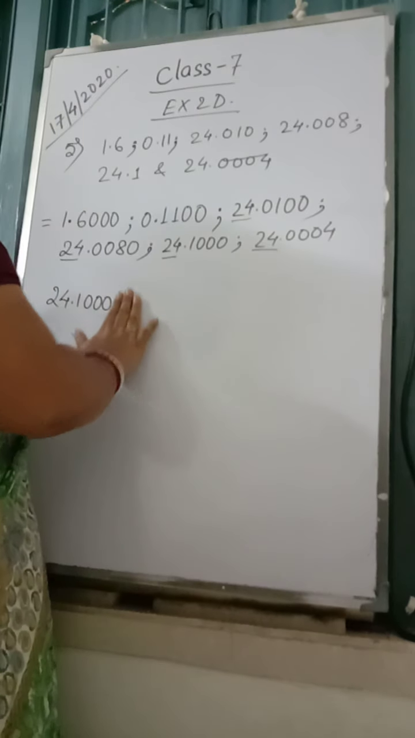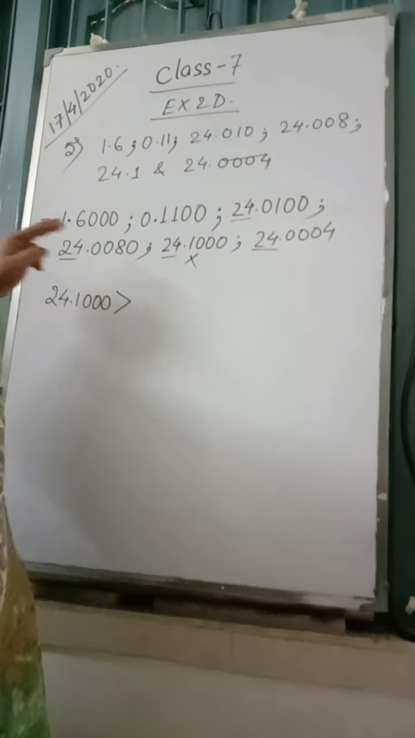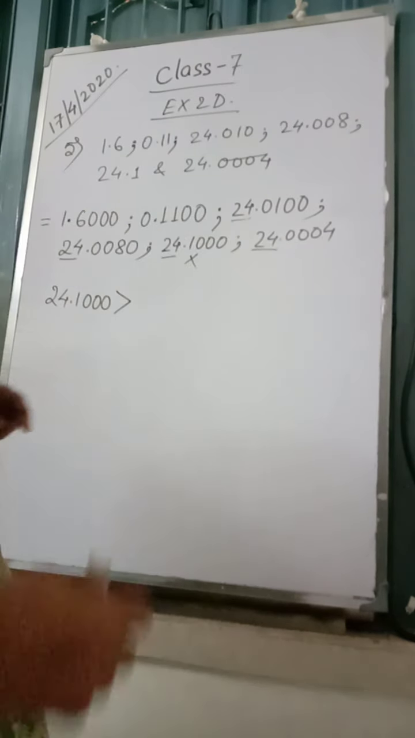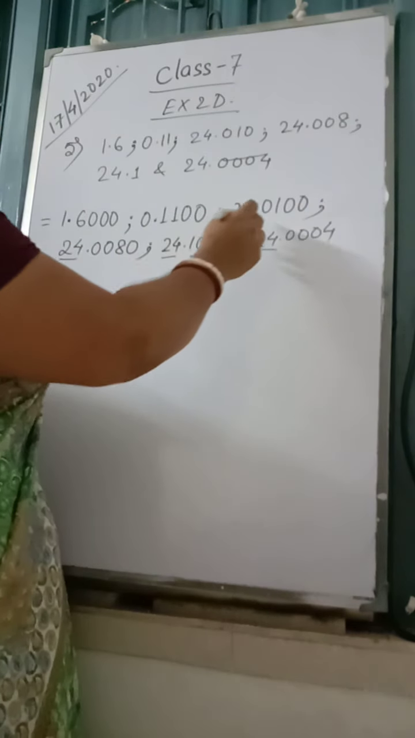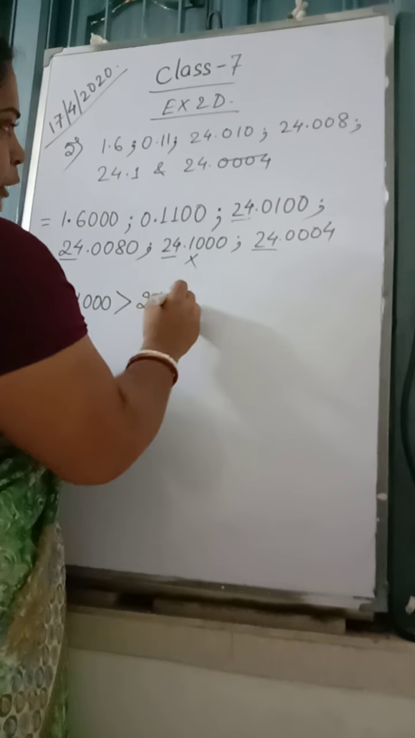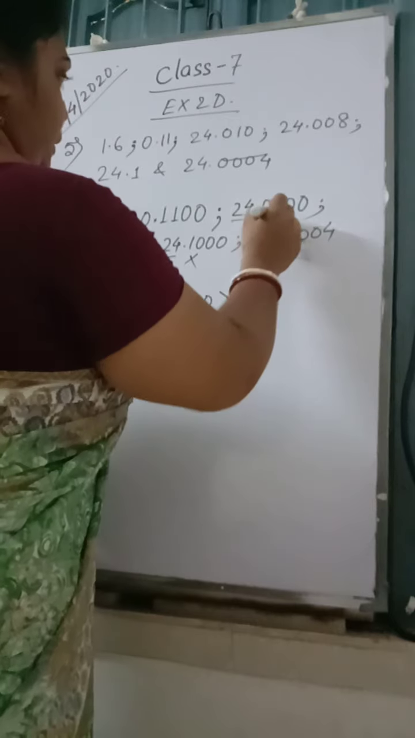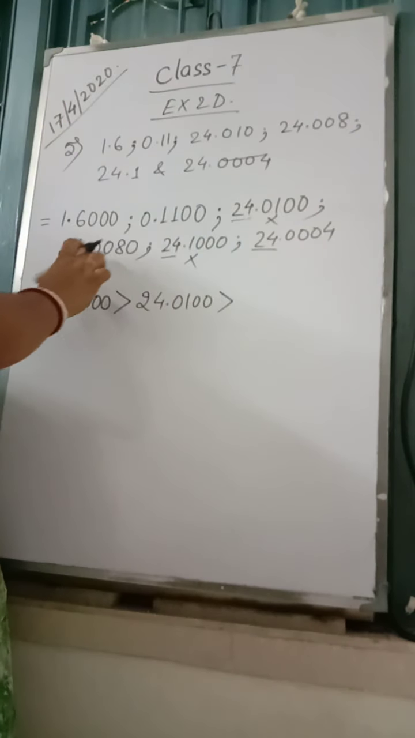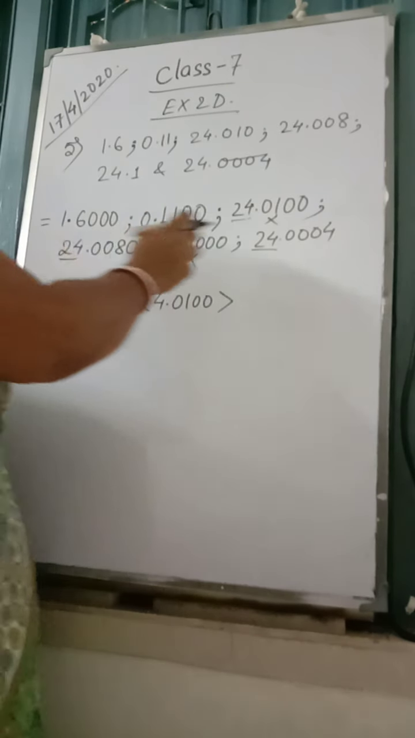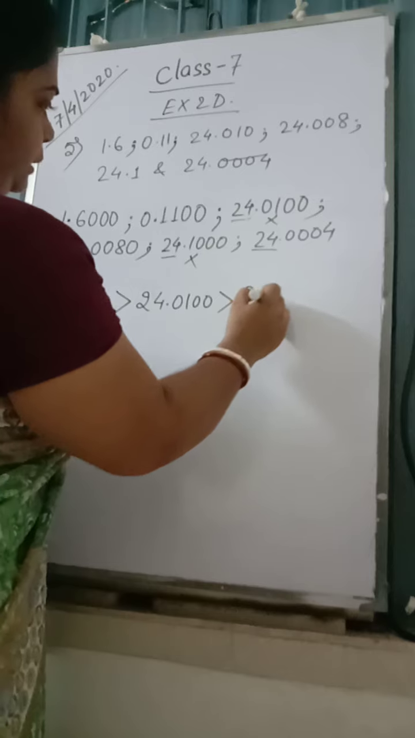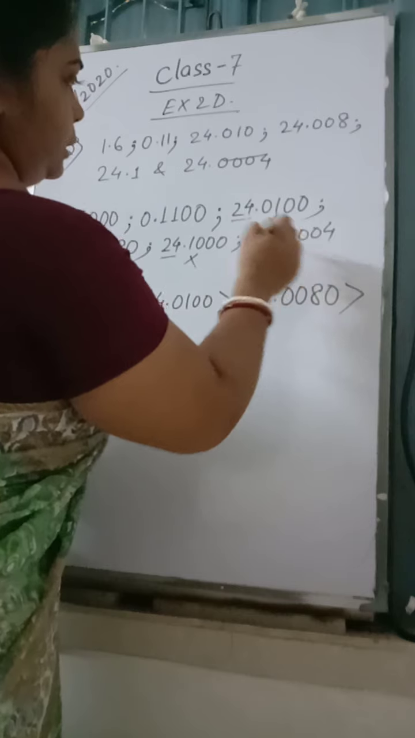is greater than. Now the next number, this number we have written already. Next I have 1, 2, 3. Come to the hundredth digit. Here I have 1, here 0, here 0. So this would be the next greater number, 24.0100, is greater than. Now this is also written. Now I have this 2. Come to the thousandth place, 8, 0. So this would be the third greater number, 24.0080.